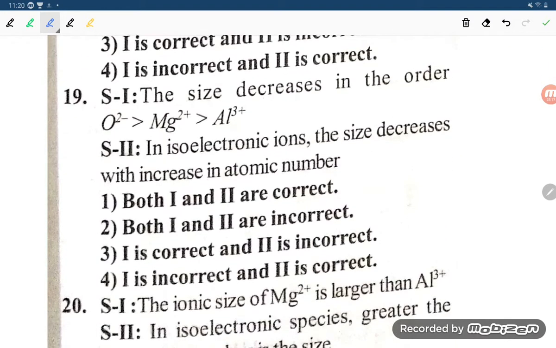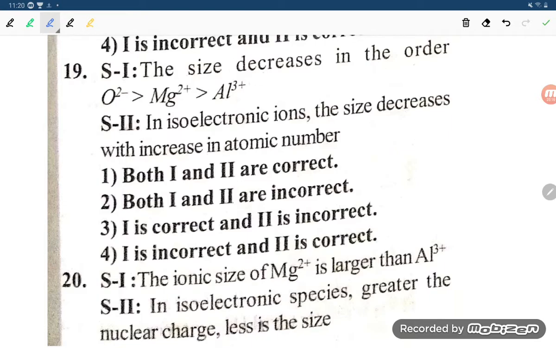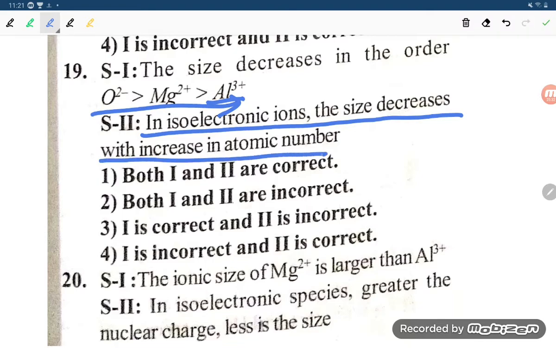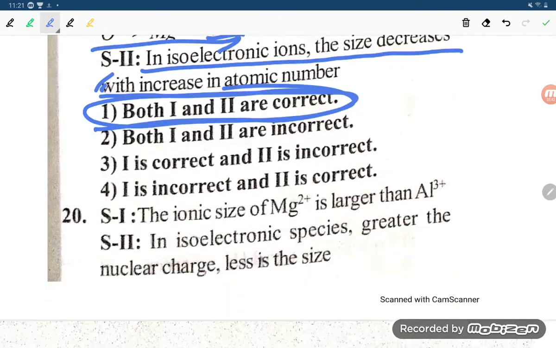Now let us move to question number 19. The size decreases in the order O2 minus, Mg2 plus. Student, negative charge means more radii, positive charge means less radii, so that decreasing order is no problem. In isoelectronic ions, the size decreases with increasing atomic number. The more the number of protons, the smaller the radii. So both are correct, student. Option number 1 is correct.